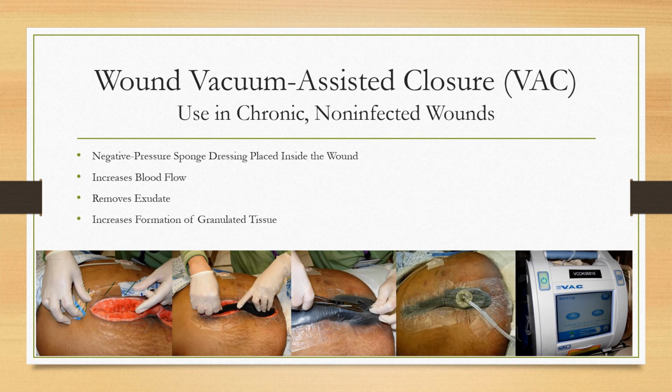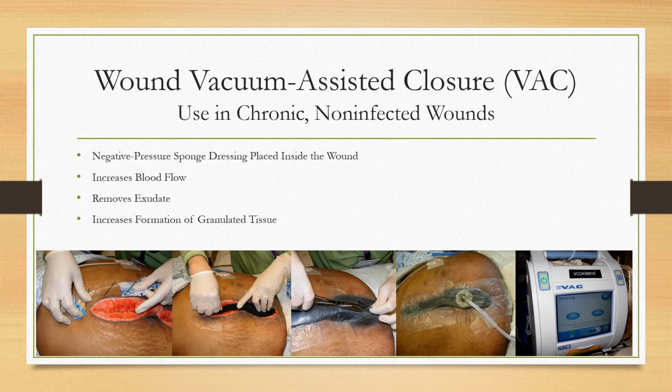Okay, so vacuum assisted closure for wounds. This is typically in chronic wounds, but they're not infected, right? The idea behind this is this machine is going to provide some negative pressure. So it's placed into the wound, provides negative pressure, which in essence is going to bring more blood supply to the area. It's going to suck out any exudate or any excessive fluid, and it's going to allow the formation of granulation tissue, which is normal healing tissue.